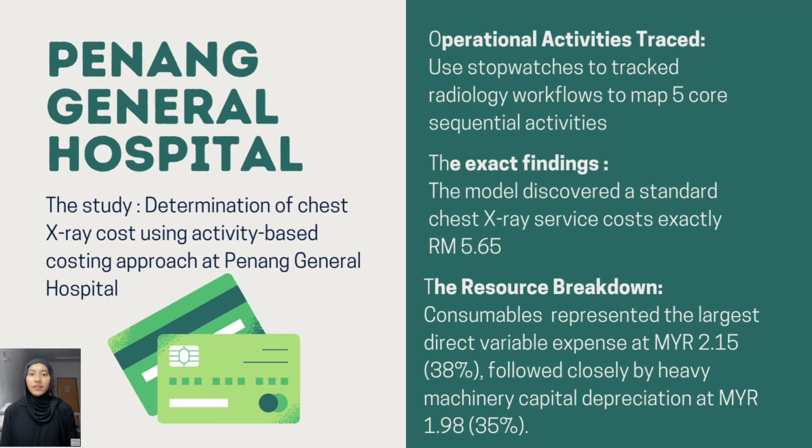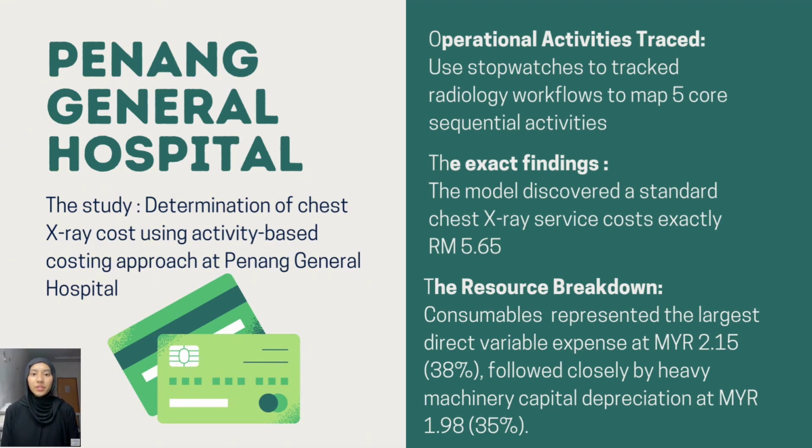The quantitative findings derived from this ABC model are highly eye-opening. The study concluded that the true operational cost of producing a single chest X-ray service at Penang General Hospital is exactly 5 ringgit 65 cents.